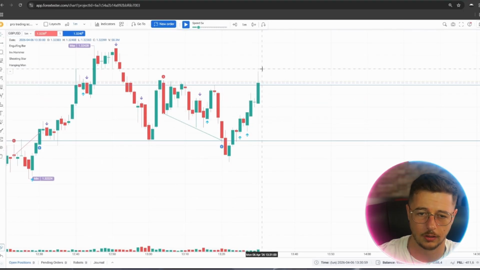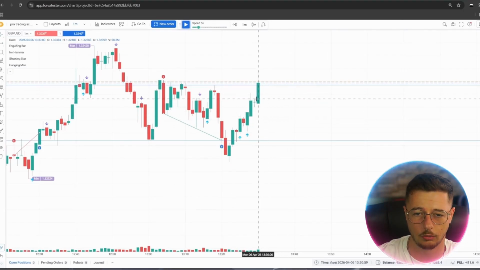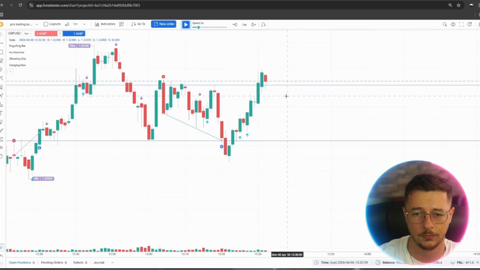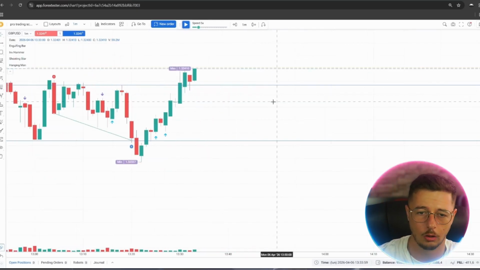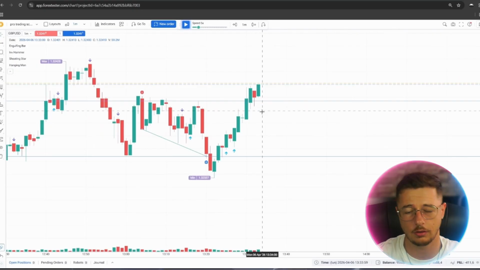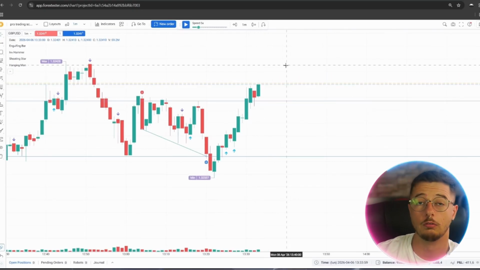So right now it's breaking this high. At the moment we are looking to have a bounce off this level. So let's see if we get, okay, there we've got our engulfing candle just coming out here. And as you can see now, we don't have room for our take profit.